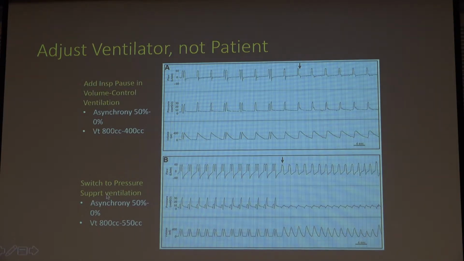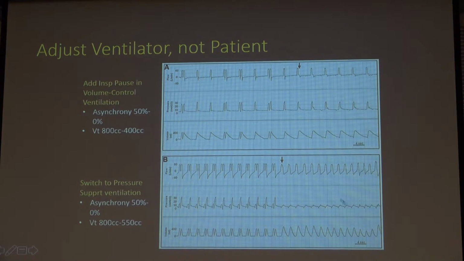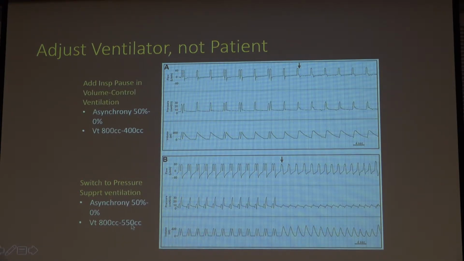The other thing they did is switch patients to pressure support ventilation. And again, asynchrony went away. Patients' breath stacking went away. But unfortunately, what happened is their tidal volume increased. Rather than the 400 cc's that we wanted, their breaths were 550 cc's, which is better than the 800 they had when they were asynchronous with the double stacking, but still not the 400 cc's that we were hoping to achieve for lung protective ventilation. So certainly switching to pressure support will increase synchrony, but may not achieve all the goals that we're trying to achieve.